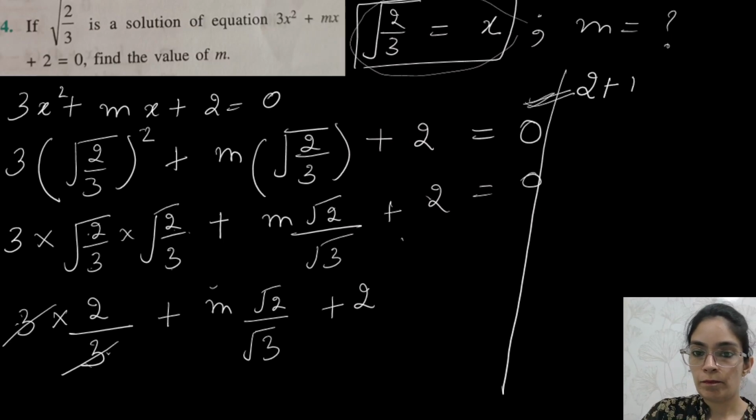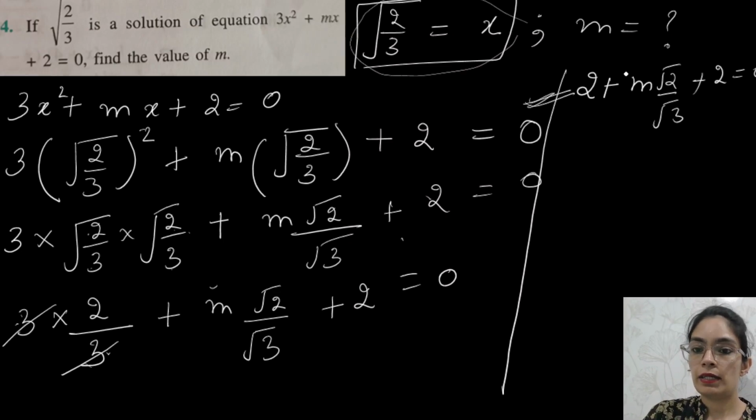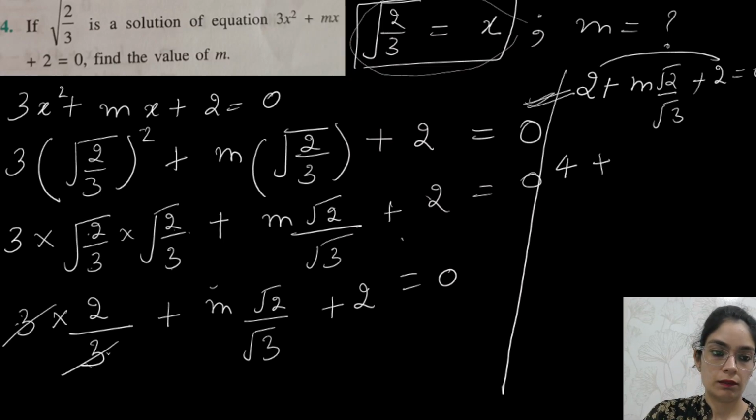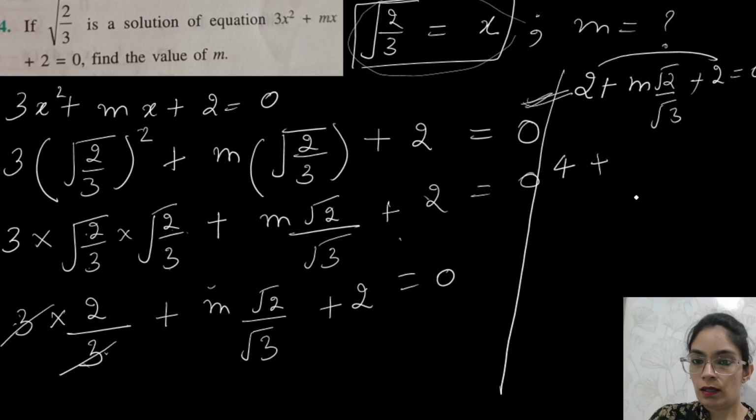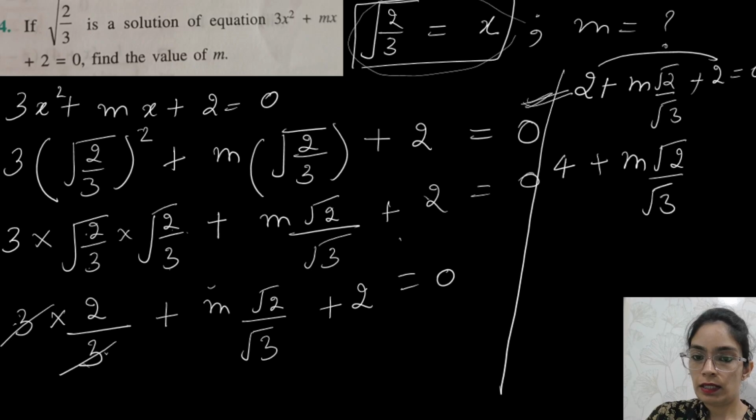So 2 plus m into root 2 by root 3 plus 2. Here I forgot to write equals to 0. Plus 2 equals to 0. Like terms we can add. So 2 plus 2 is 4. So we got 4 plus m into root 2 by root 3 equals to 0. So what have I got?